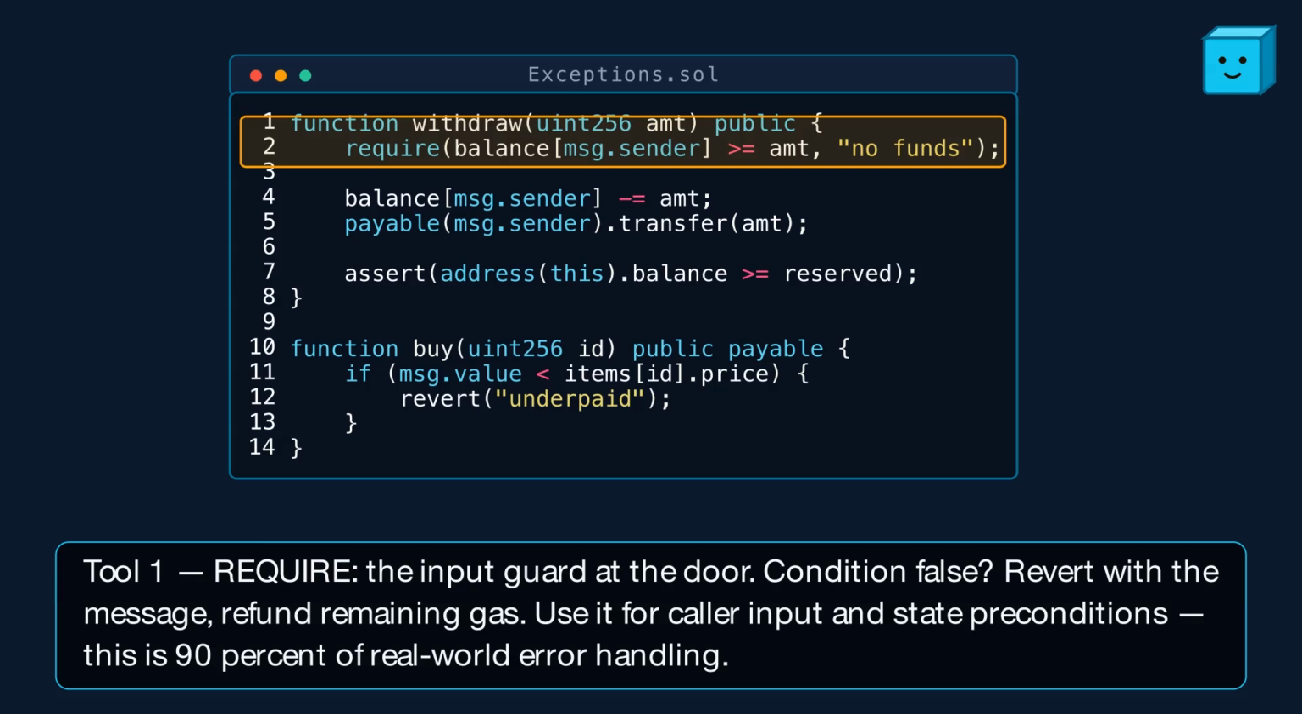Tool 1. Require. The input guard at the door. Condition false? Revert with the message. Refund remaining gas. Use it for caller input and state preconditions. This is 90% of real-world error handling.